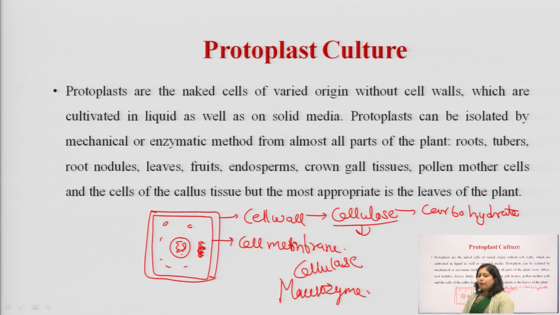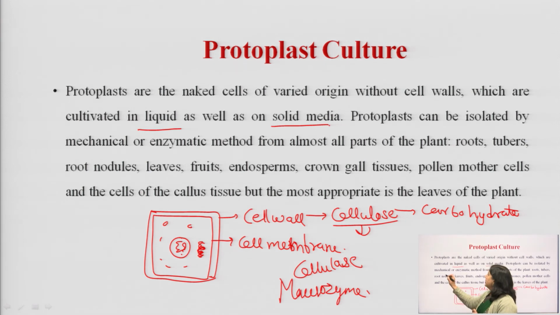So, here protoplasts are the naked cells of varied origin without cell walls, which are cultivated in a liquid or a solid medium. You can cultivate them either in a liquid or in a solid medium. Protoplasts can be isolated by mechanical or enzymatic method. The better method is the enzymatic method. However, by mechanical means also we can crush out the cell wall and remove it and make our protoplast completely naked.